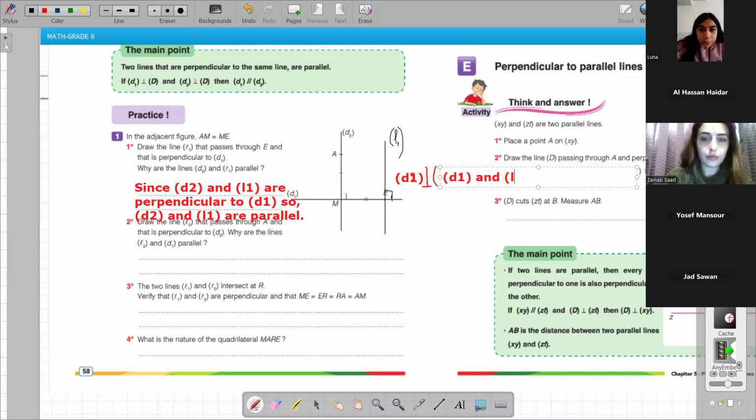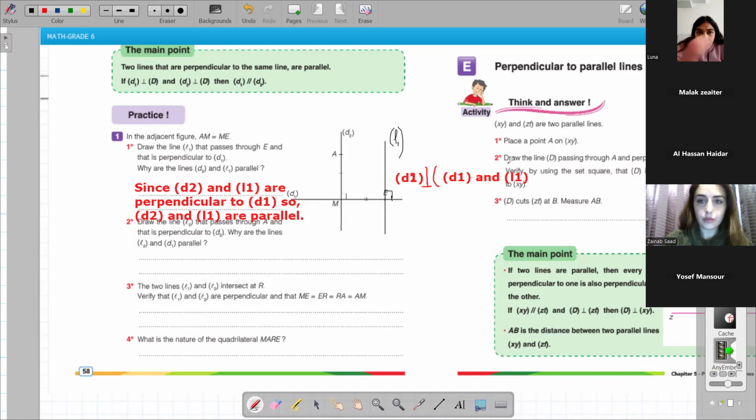L1 also perpendicular to D1, then D2 and L1, what are they? Parallel.